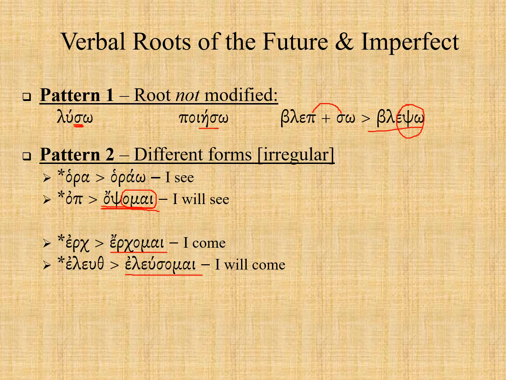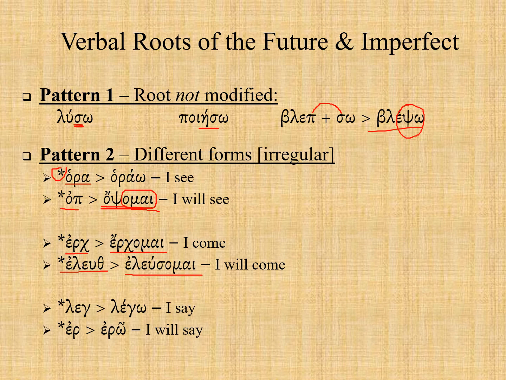And notice all of these stars or these verbal patterns. There's a different stem in the present and the future. Now you don't need to necessarily remember that or know these, but FYI. And then we also have the verb lego, I say, and in the future tense it becomes ero. Again, different present stem and future stem.